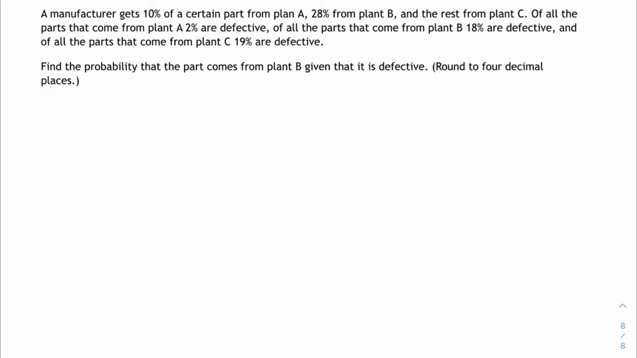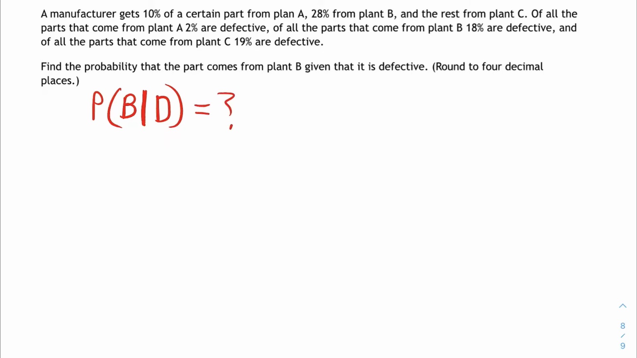So we're looking for the probability that it comes from plant B given that it is defective. I'll let defective be D. So that's what we're looking for. This is what's not known. And let's see what's given.